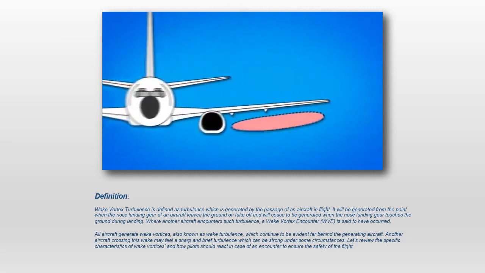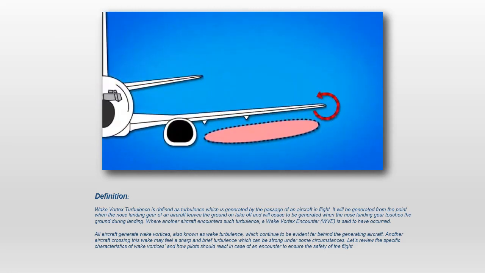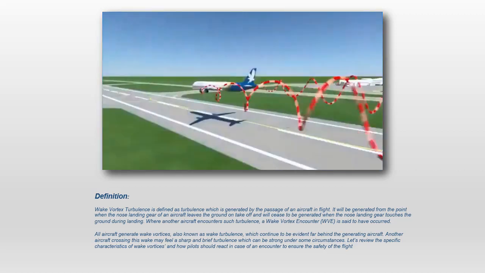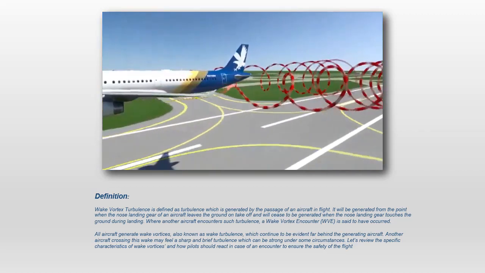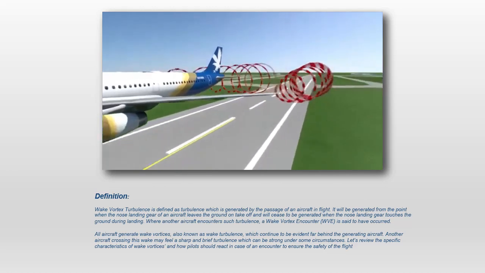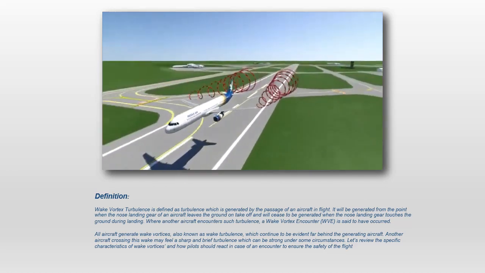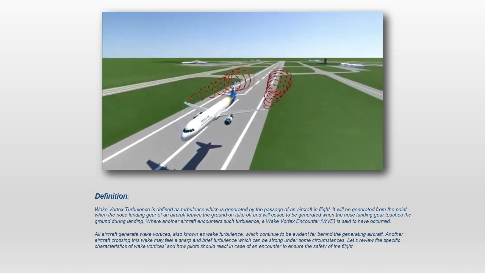Fundamentally, air from below the wing is drawn toward the upper portion of the wing because of the lower pressure on top of the wing. This creates spiraling vortices as the air flows around the wingtips. These vortices will move away from the airplane's wingtips and drift downwards.